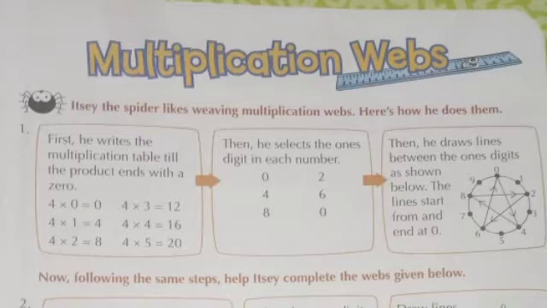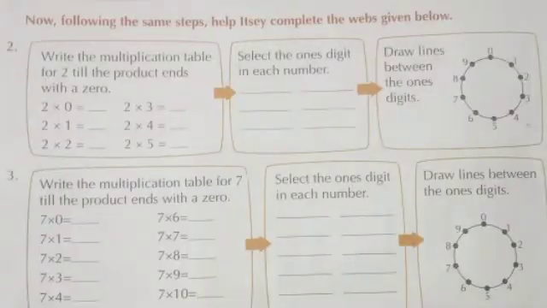Now, following the same steps helps the spider complete the verbs given below. Number 2. Write the multiplication table for 2 till the product ends with the 0. 2 0s are 0.